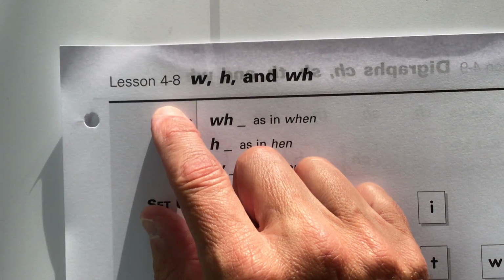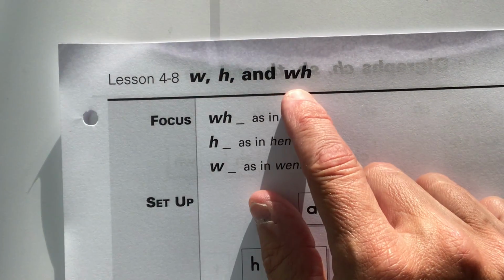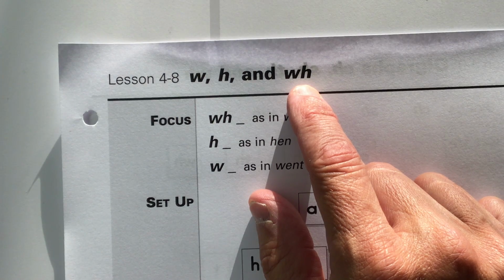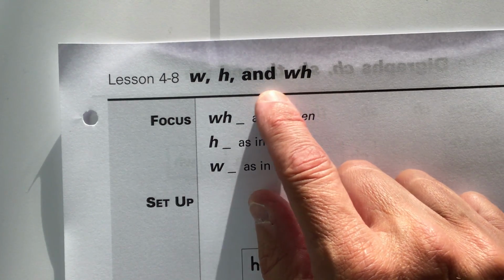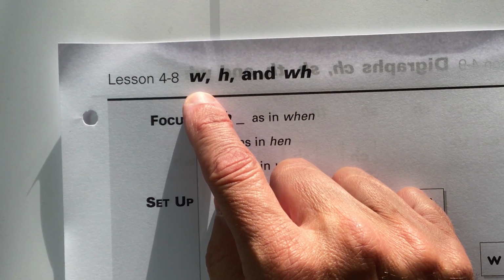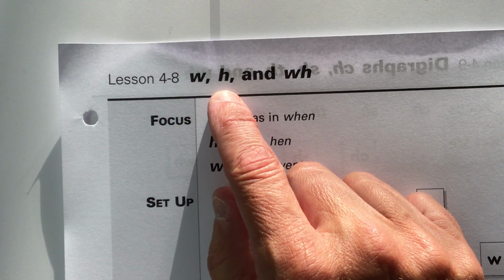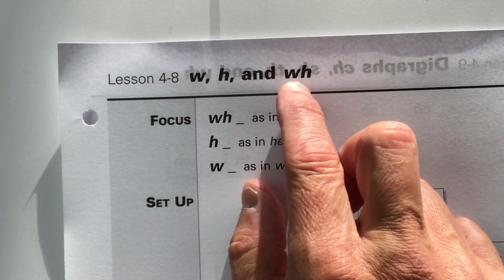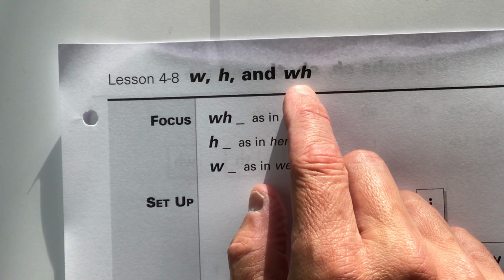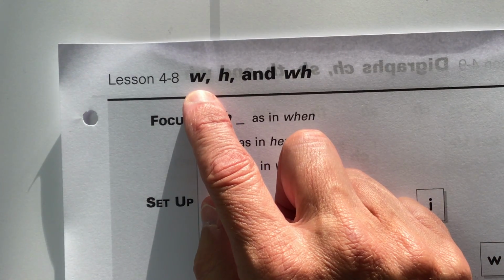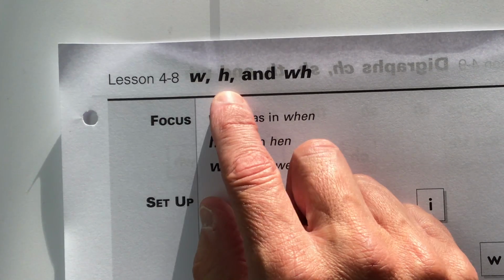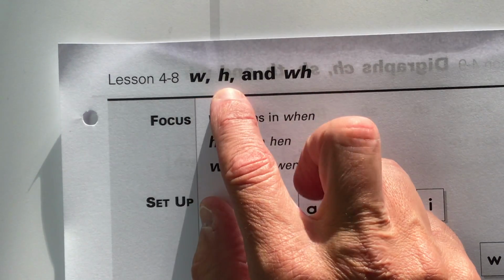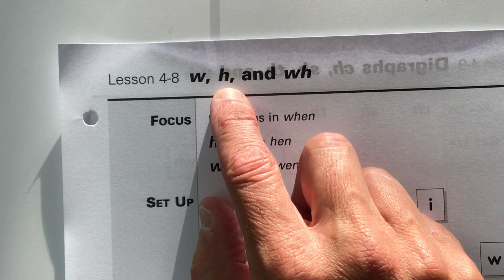This is lesson 4-8. We have been learning the digraph WH that says W. Now we're going to go over words that have just a W, just an H, not put together like the WH, so you can see the difference. Sometimes we have WH that says W, sometimes we have just a W that makes that same sound W, and then sometimes we don't have a W in there, and it's just the letter H and it says H.